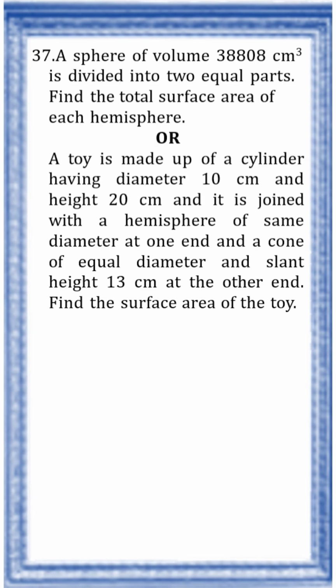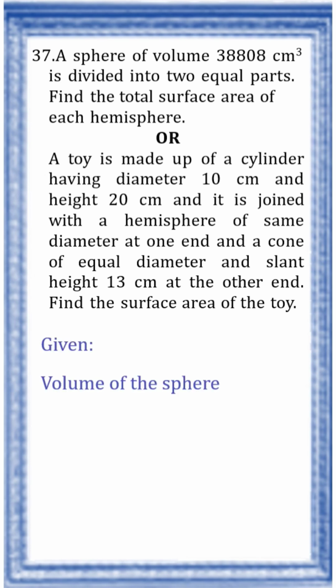Now 37th question. There is an internal choice question for this one. Both questions are taken from the chapter surface areas and volumes. The first option is: a sphere of volume 38,808 centimeter cube is divided into two equal parts. Find the total surface area of each hemisphere. Okay, now let us solve.